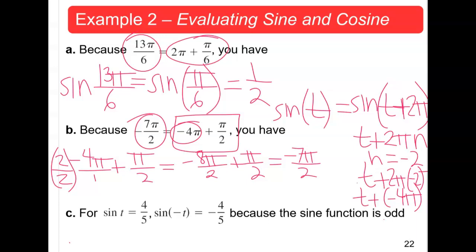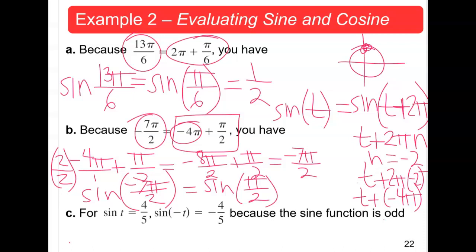So any multiples of 2 pi, like 2 pi, 4 pi, 6 pi, 8 pi, but also in the negative direction, like negative 2 pi, negative 4 pi, negative 6 pi, they will work. And so the sine of negative 7 pi over 2 is the same as the sine of pi over 2. And remember, that was that point that is located here with the coordinates 0, 1. So the sine is 1, the y value.